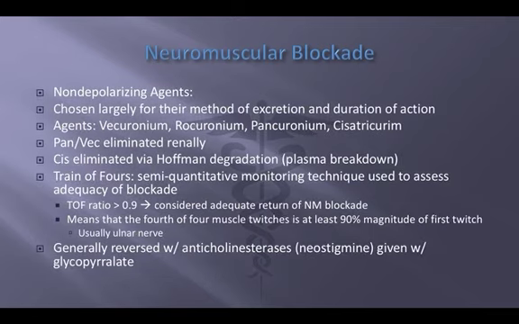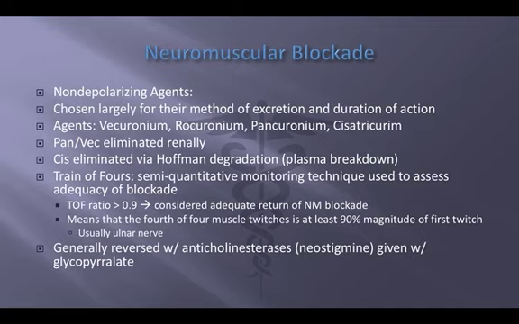So the other class of neuromuscular blockades are going to be your non-depolarizing agents. These are chosen largely based on how they're excreted. So you've got your vecuronium, rocuronium, pancuronium, and cisatracurium. Pancuronium and vecuronium are both eliminated renally. So if you've got someone with chronic kidney disease, acute kidney injury, acute kidney failure, this is not going to be the drug of choice.